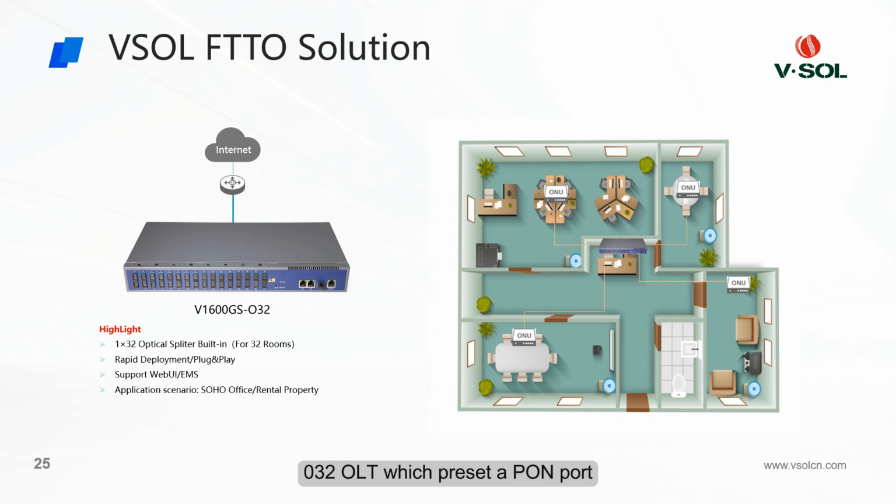V1600GS-032OLT, which has a preset PON port and does not require an additional optical module. It also has a built-in 32 splitter, allowing for direct fiber optic connection to each room. The OLT is relatively compact and does not require rack placement. It can be directly managed through OLT Web. The OLT supports plug-and-play without excessive configuration, making it very suitable for small networks like offices.